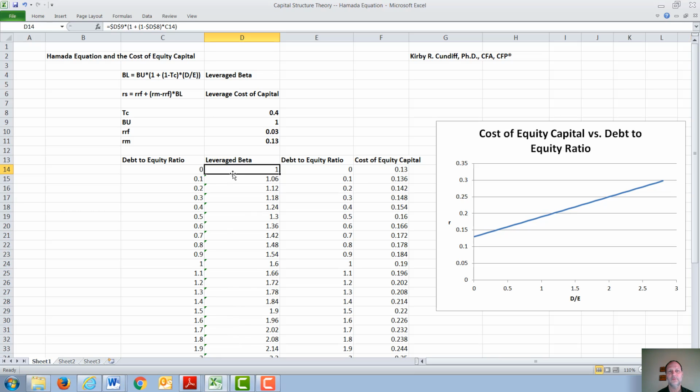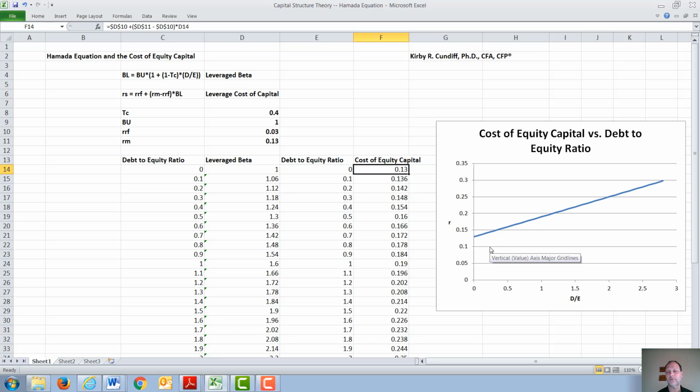Once we have our leverage beta, we can stick that in our capital asset pricing model to get the cost of equity capital, which again is the risk-free rate of 3% plus the market risk premium, which is 13 minus 3, or 10, times D14, which will vary, which is our leverage beta, starting at 1, giving a cost of equity capital of 13%. When we increase up to the point we have 50% debt and 50% equity, our debt-to-equity ratio is 1, and the cost of capital is 19%, and it increases beyond this.